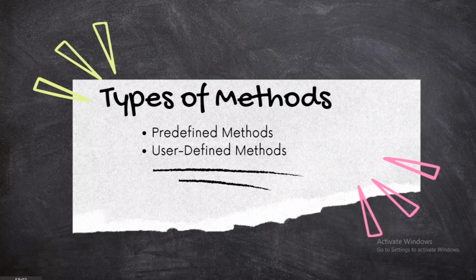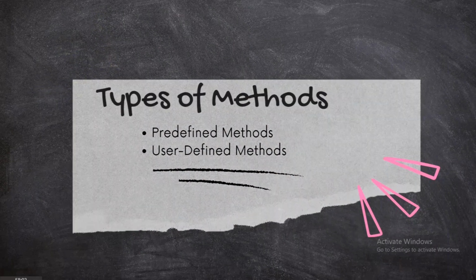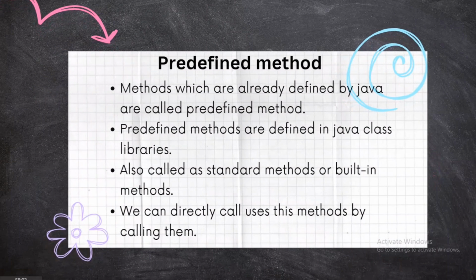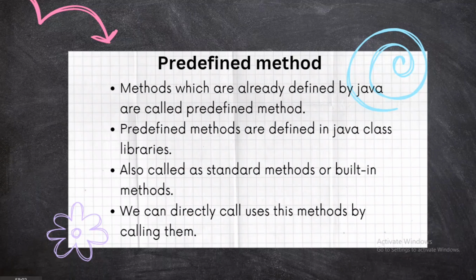So we have user-defined methods and predefined methods. What is a predefined method? A predefined method is nothing but a method which is already developed or designed by Java. So Java provides us some methods which are already there, and you just have to call them whenever you need them. We also call them standard methods or built-in methods. Whenever you want to use them, you just need to import the library and you can use them whenever you want.